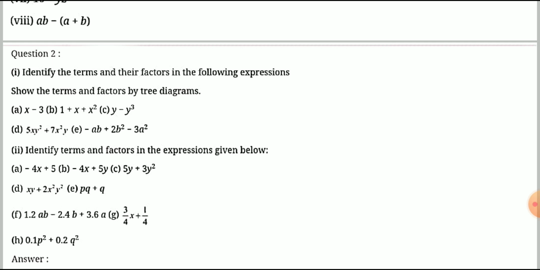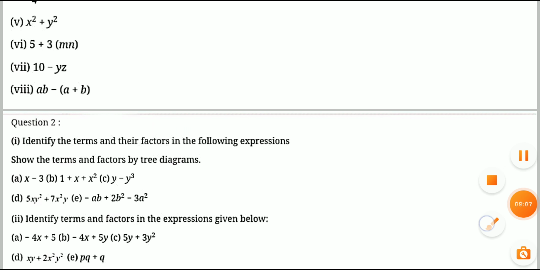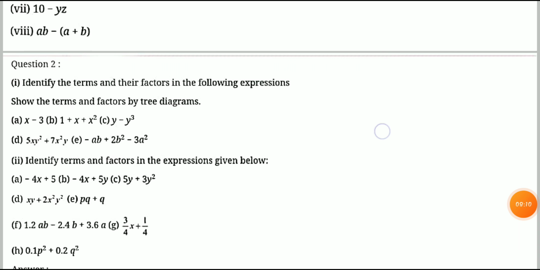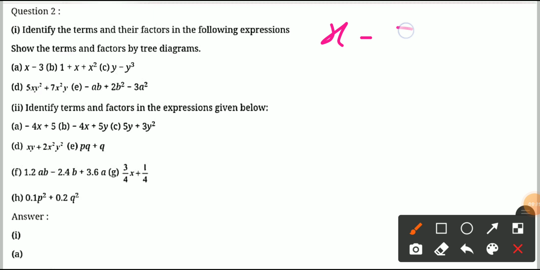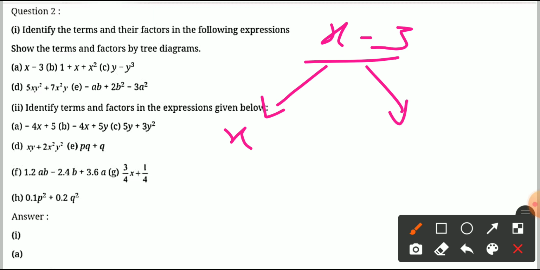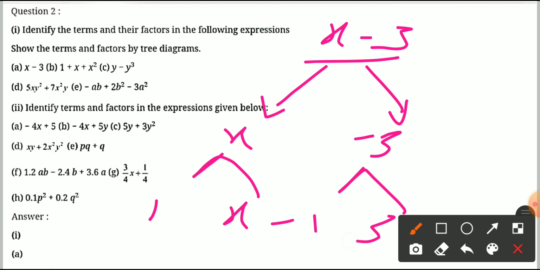Now, second part. Identify the terms and factors in the expression given below. The first one we have to do with the tree diagram. Tree diagram I already told you. One more time I am going to show you what is tree diagram. So first you have to write in tree diagram x minus 3, which is the expression. Then make this x and this minus 3. Then write the factors of this, 1 and x, and here minus 1 and 3.